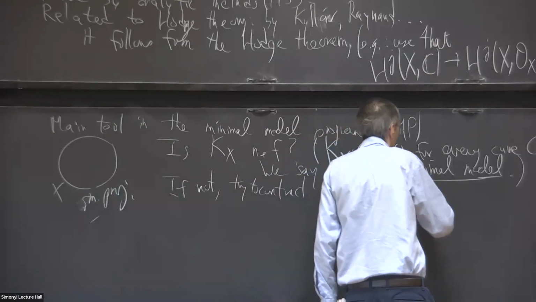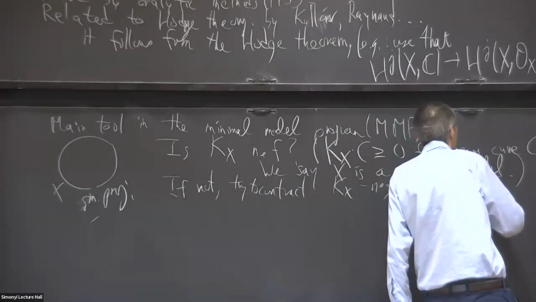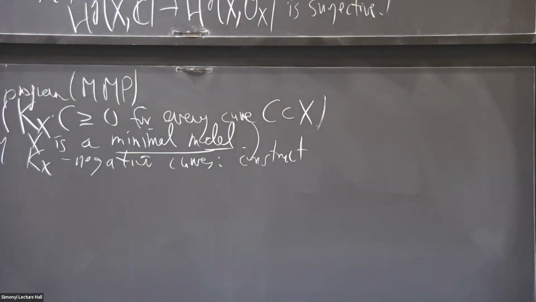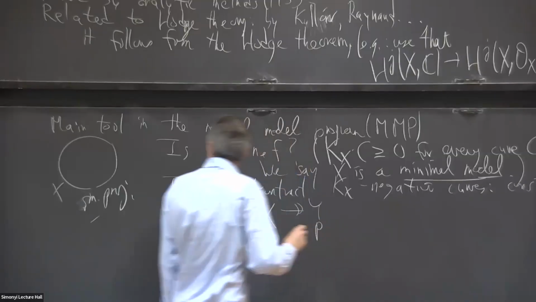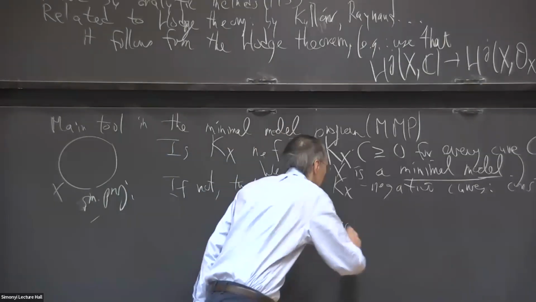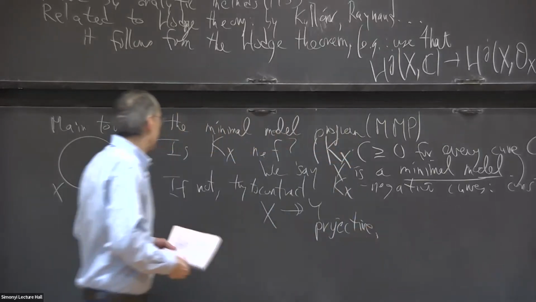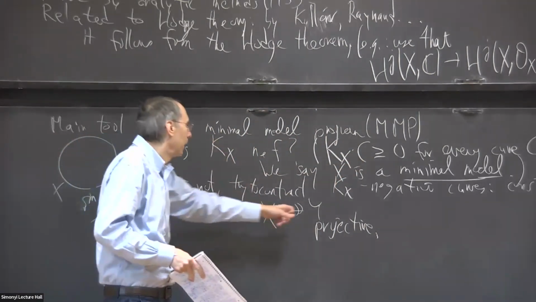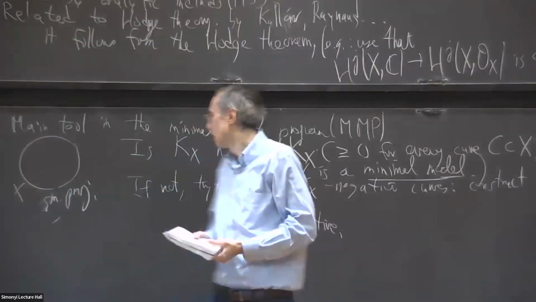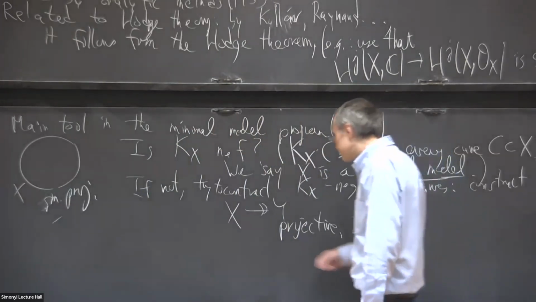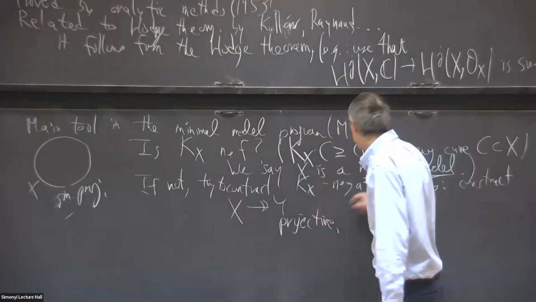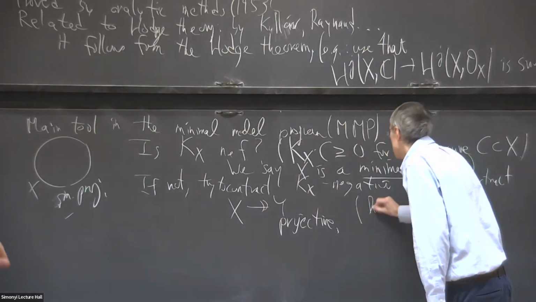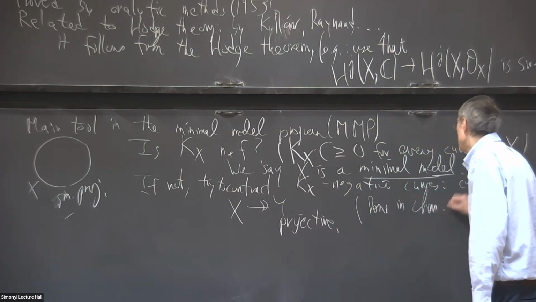You try to construct a surjection from X to some other projective variety Y, where you've contracted some curves on which the canonical bundle has negative degree to points, and hopefully in so doing you've made Y closer to being a minimal model. So one problem is just to construct this one-step contraction, and this was completely done in characteristic 0 in the 80s.